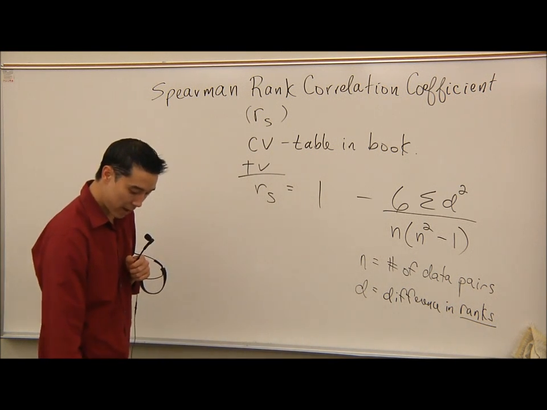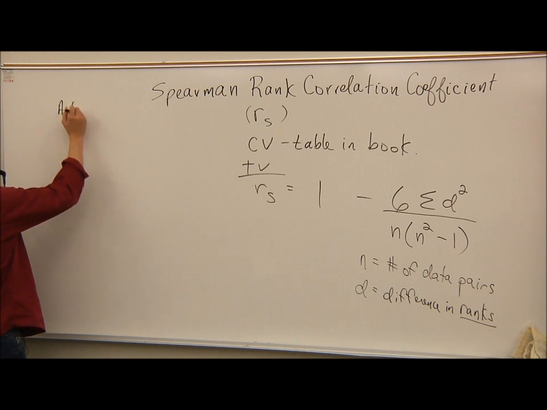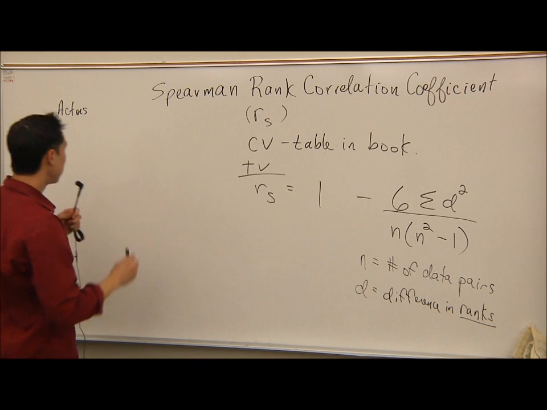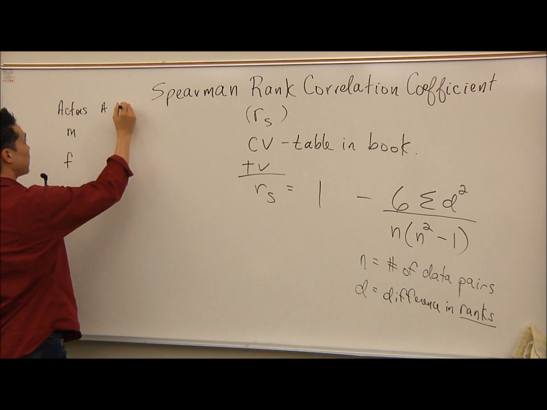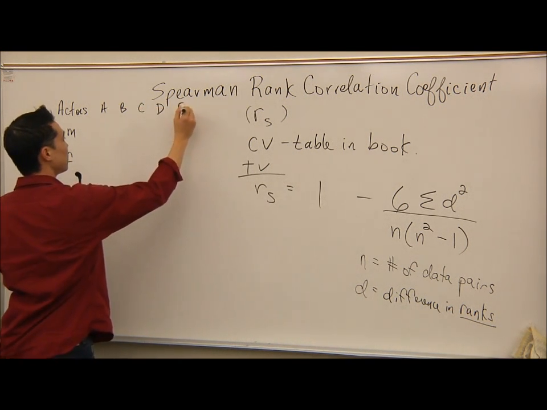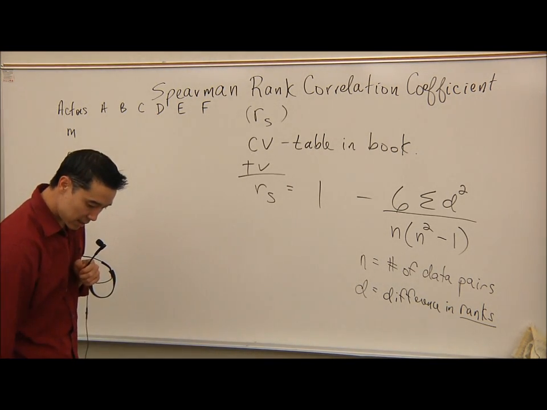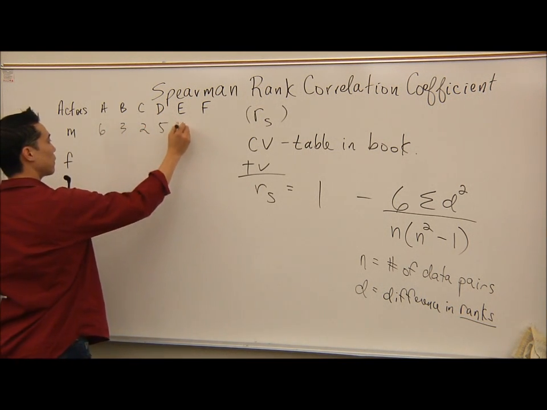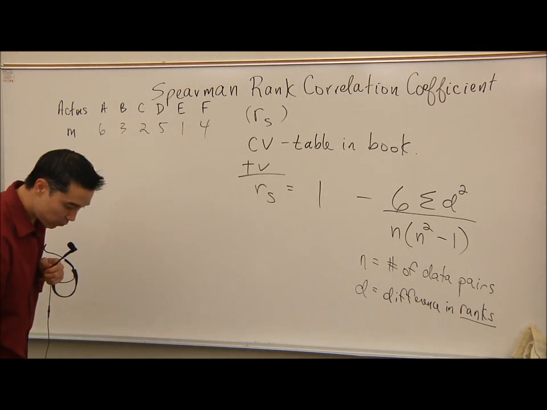So we have ranked data for actors. There were 6 of them, and they were ranked by males and females. We'll call the actors A, B, C, D, E, F. These are our 6 actors. This is how the males ranked them, and this is how the females ranked them. Let's do the males first: 6, 3, 2, 5, 1, 4 were the rankings. And the females ranked these same actors 4, 5, 1, 6, 3, 2.